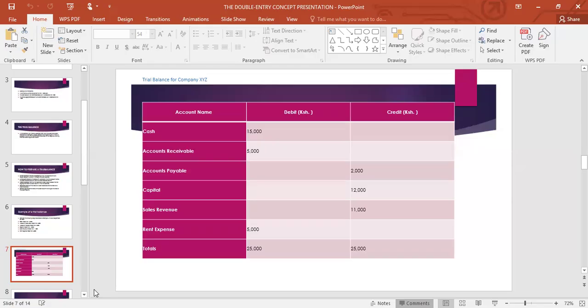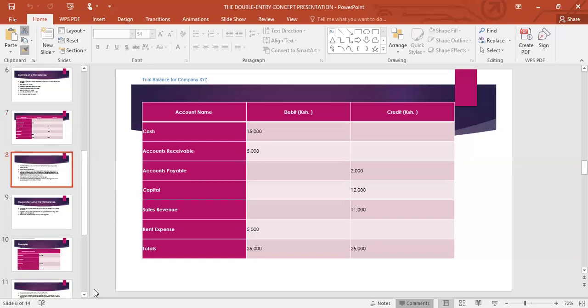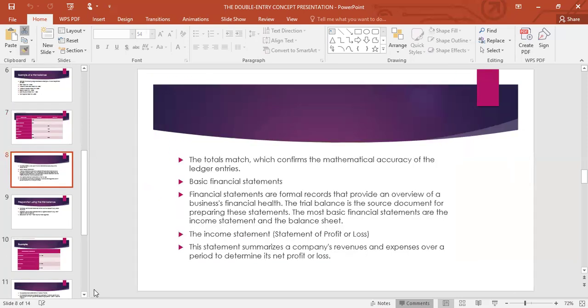Now, if this balances, mathematically it shows that we are correct up to there, because if it didn't balance, then there is a mistake that we could have made. Are we together, class? Now the totals match, which confirms the mathematical accuracy of the ledger entries.